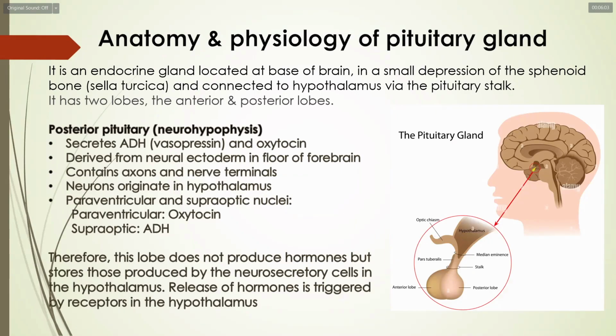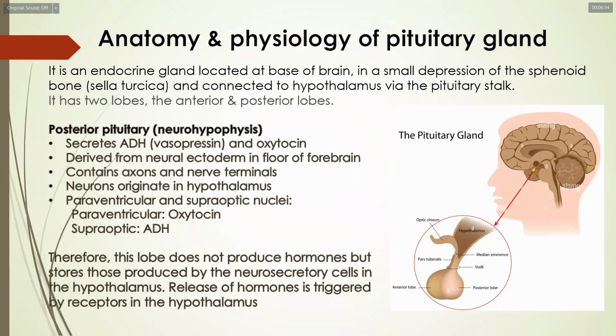So to begin with, let's talk about the anatomy and physiology of the pituitary gland. It is an endocrine gland located at the base of the skull in a small depression of the sphenoid bone called the sella turcica, and is connected to the hypothalamus via the pituitary stalk. It is located below the optic chiasm, which is important to bear in mind because this carries a clinical correlation to the signs and symptoms of pituitary gland disorders in general. It has two lobes, the anterior and posterior lobes.